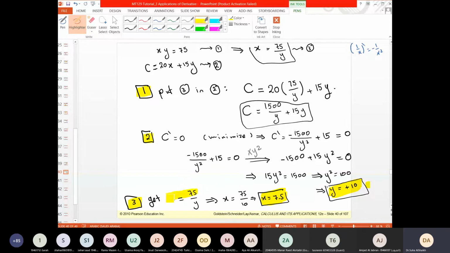We substitute here x equal to 75 over y, y is 10, so it becomes 75 over 10, and 75 over 10 is 7.5.